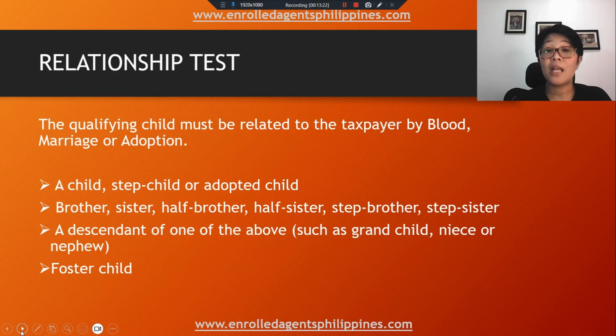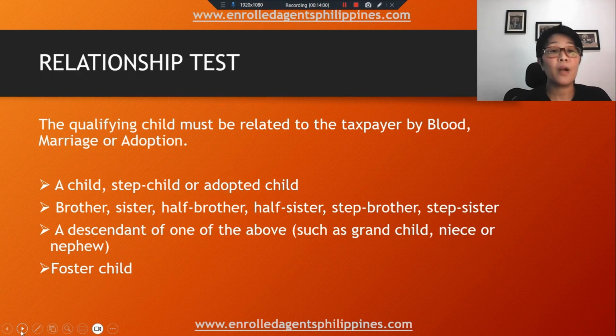A child, stepchild, or adopted child. So, hindi lang biological child ang tinatawag nating child or qualifying child. Pwede rin siyang stepchild. Kunyari, nag-remarry ka, yung partner mo, yung husband or wife mo, meron na siyang anak. So, stepchild mo. So, considered as qualifying child yon. Adopted child, of course, legally adopted. Hindi yung basta na lang inampon mo. So, kailangan may paper siya, may proper procedure nag-undergo. So, can be considered as your qualifying child kung legally adopted child.